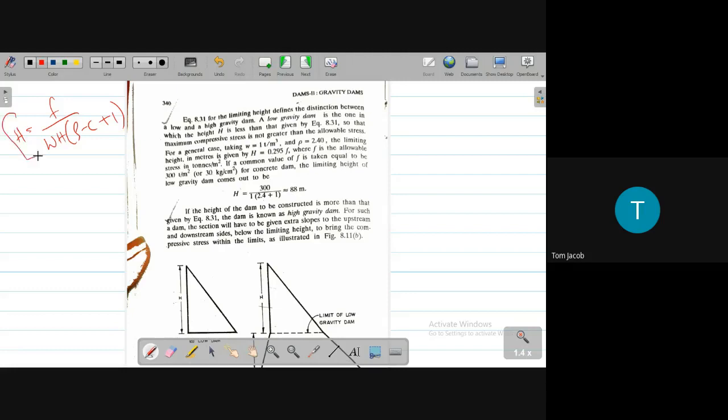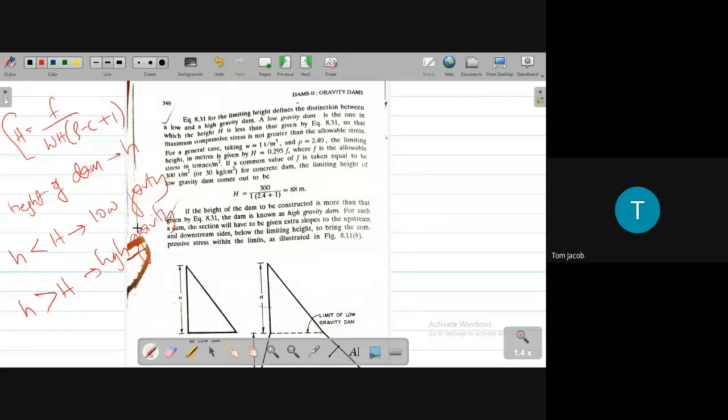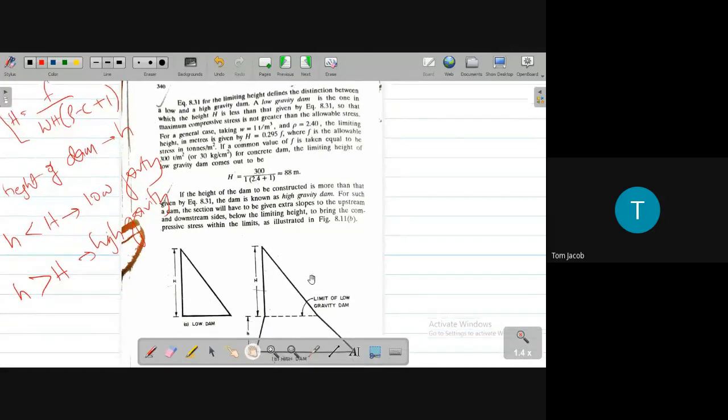So when the actual height of the dam that we are providing, let it be small h, is less than capital H, it is known as a low gravity dam, and when small h is greater than capital H, it is known as a high gravity dam. High gravity dam and low gravity dam are additional classifications. As we have said, when the height of the dam considered is more than that given by this equation, the dam is known as a high gravity dam.